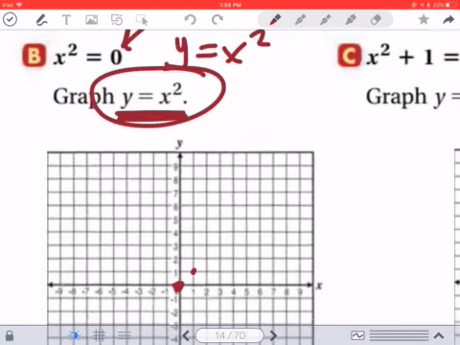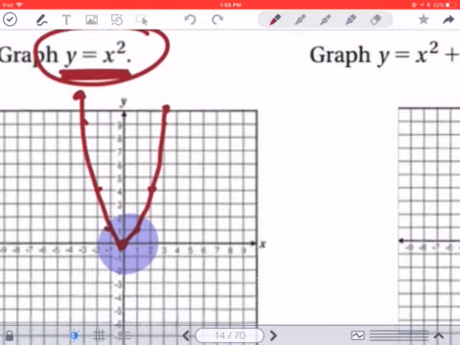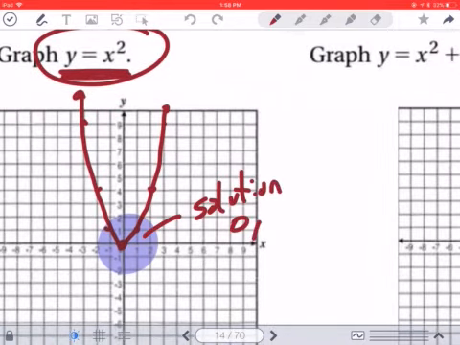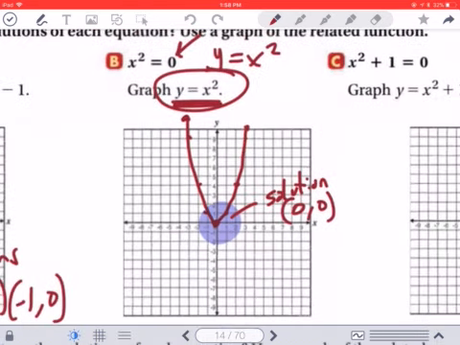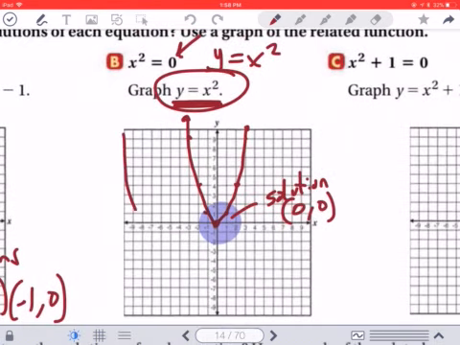If I plug in 1, I get 1. If I plug in 2, I get 4. If I plug in 3, I get 9. So it's going to look like this. And if I reflect those points, it's going to look something like this. This thing here only has one solution, and the solution is the origin, which is 0, 0. So it's possible for something to have only one solution. It comes down, it barely touches, and then it goes back up.